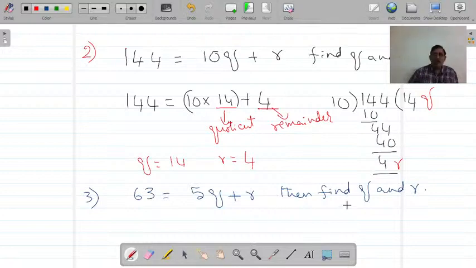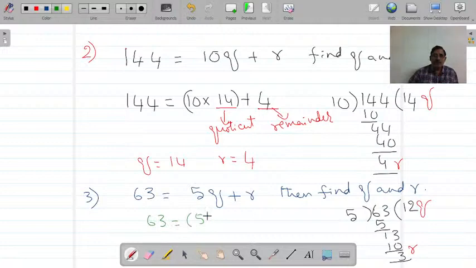Here again what to do? 63 you have to divide with 5. 1 5s are 5, 1 13, 2 5s are 10, 3. Again you can see that this is your Q and this is R. How are we going to write this? It is simple. 63 is equal to 5 into 12 plus 3. Now can you go for a guess? What is Q and what is R? Yes, Q is 12 and R is 3.